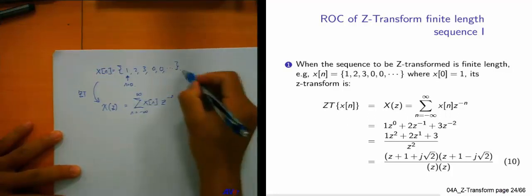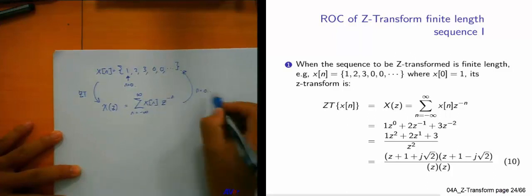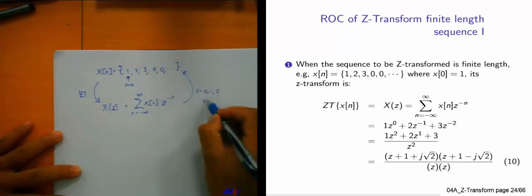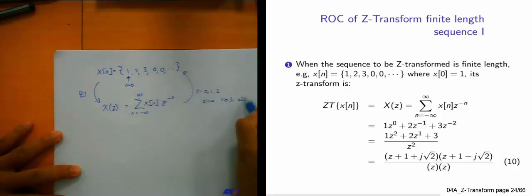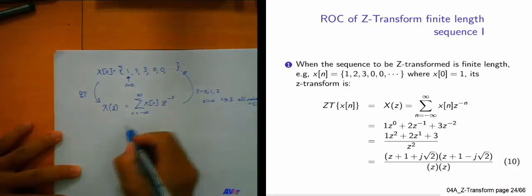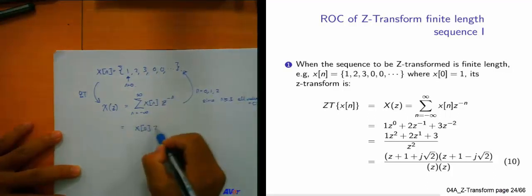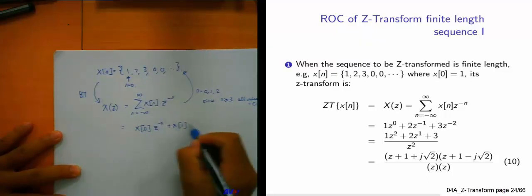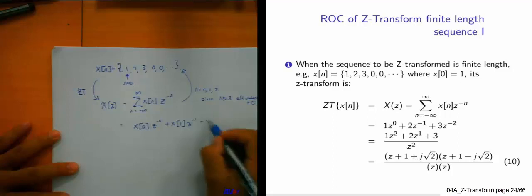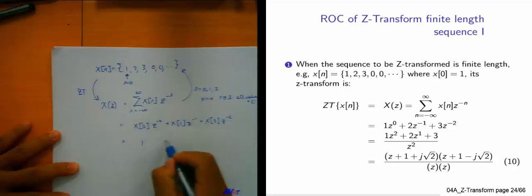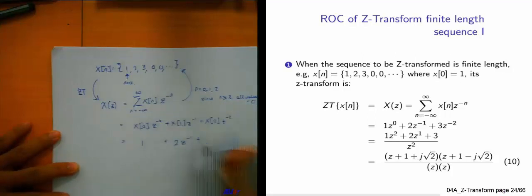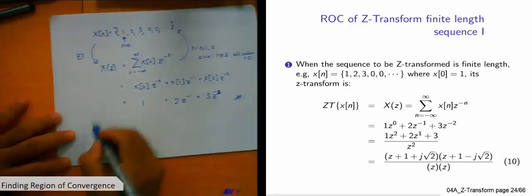Then I look up and I say, oh, n is only valid at 0, 1, and 2. For n greater than or equal to 3, all values equal 0. Therefore, it is nothing but x[0]z^-0 plus x[1]z^-1 plus x[2]z^-2, and then I substitute x[0], which is 1, the second value 2, and the third value 3. So that's it.